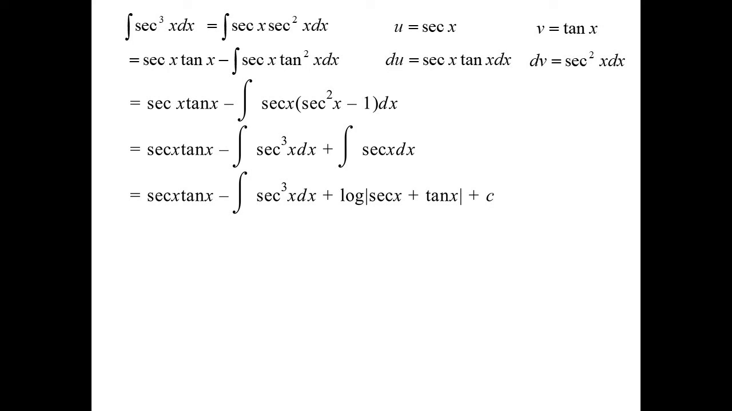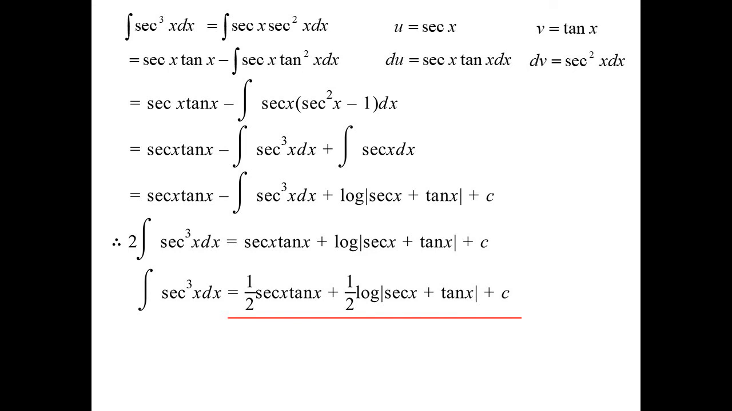Integral of sec cubed, that's what we're trying to find. We now look at this as an equation. I'll move that integral of sec cubed to the left-hand side. I now know 2 times the integral of sec cubed is sec tan plus the log of sec plus tan. Therefore, integral of sec cubed is a half of sec tan plus a half log sec plus tan. That is how you handle odd powers.